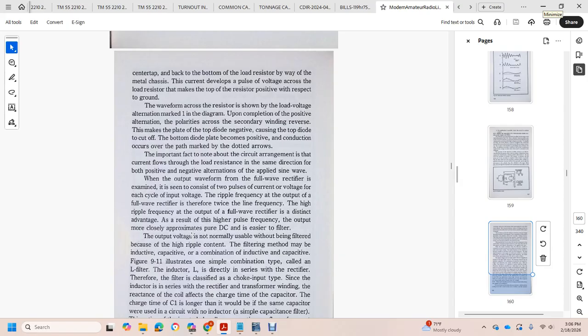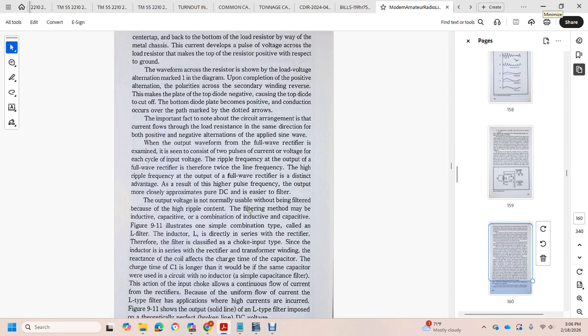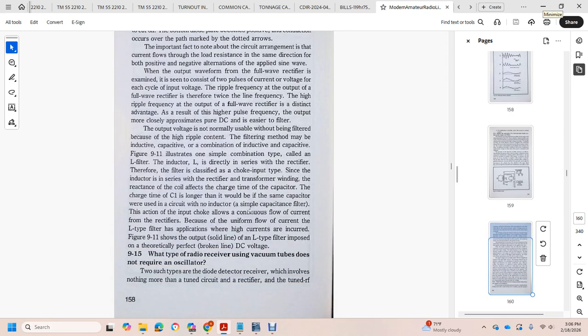When the output wave of a full wave rectifier is examined, it is composed of two plates with the current and the voltage for each cycle of the input voltage. The ripple frequency of the output of a full wave rectifier is therefore twice the line frequency. A high ripple frequency output from a full wave rectifier has a distinct advantage: the result is a higher pulse frequency output that more closely approximates pure DC and is easier to filter. The output voltage is not normally usable without being filtered because of the high ripple content.